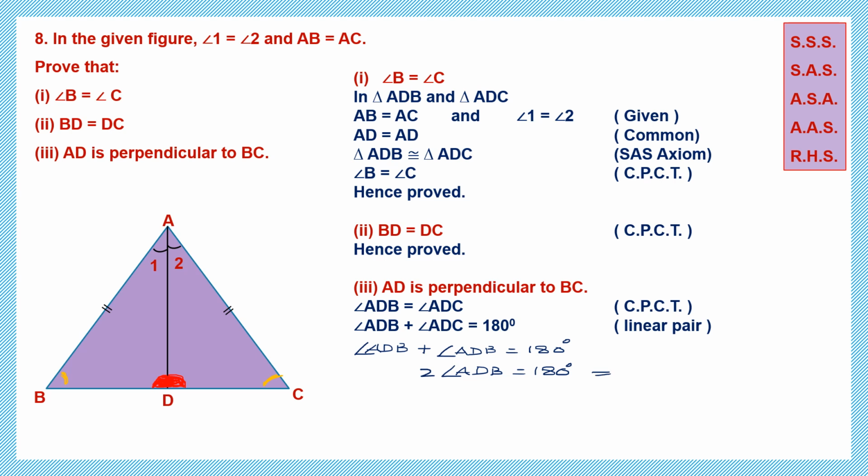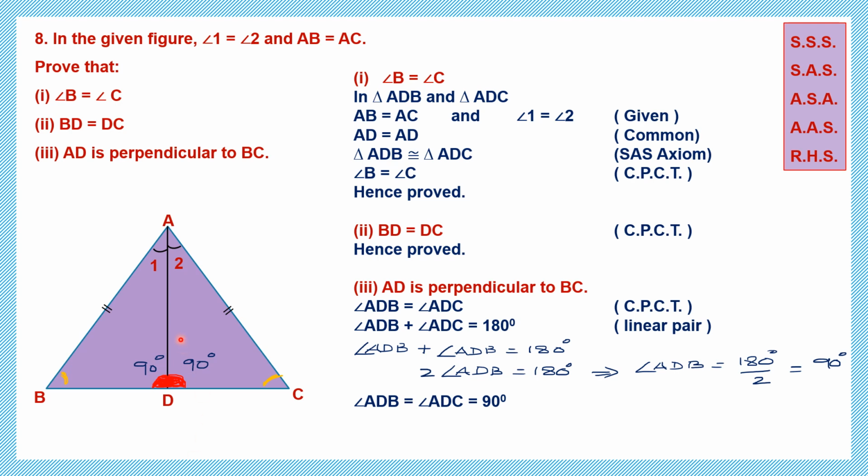So if we have to find only one angle ADB, then what do we say? We say 180 degrees divided by 2. 180 divided by 2 is 90. So now we know that angle ADB is equal to 90 degrees. That means angle ADB is 90 degrees and angle ADC is also 90 degrees. So we have written that here.